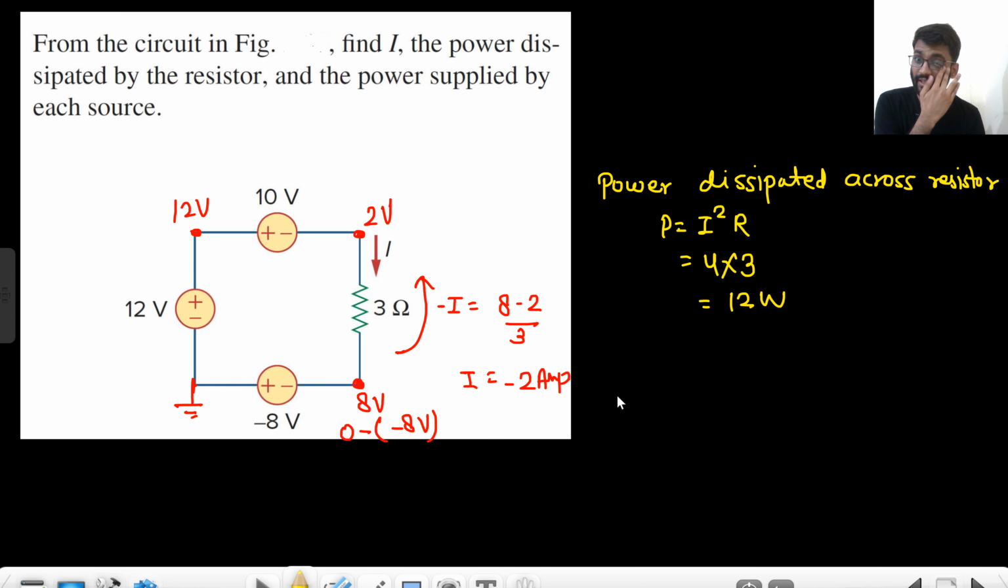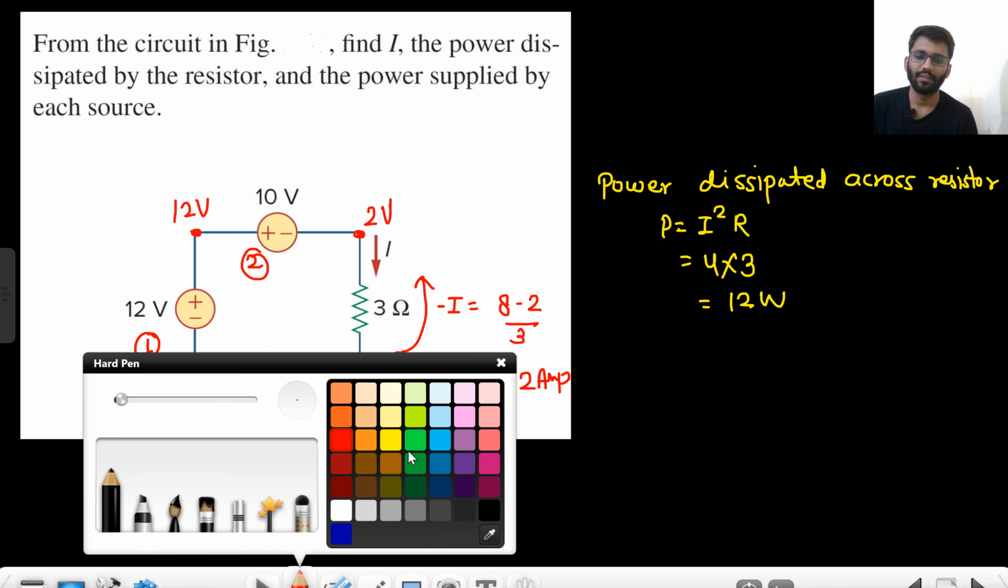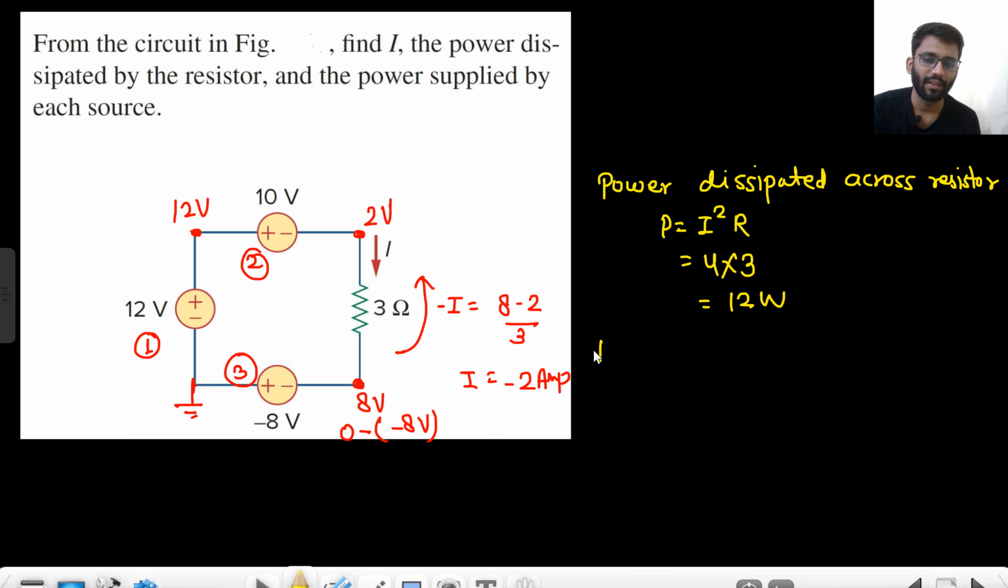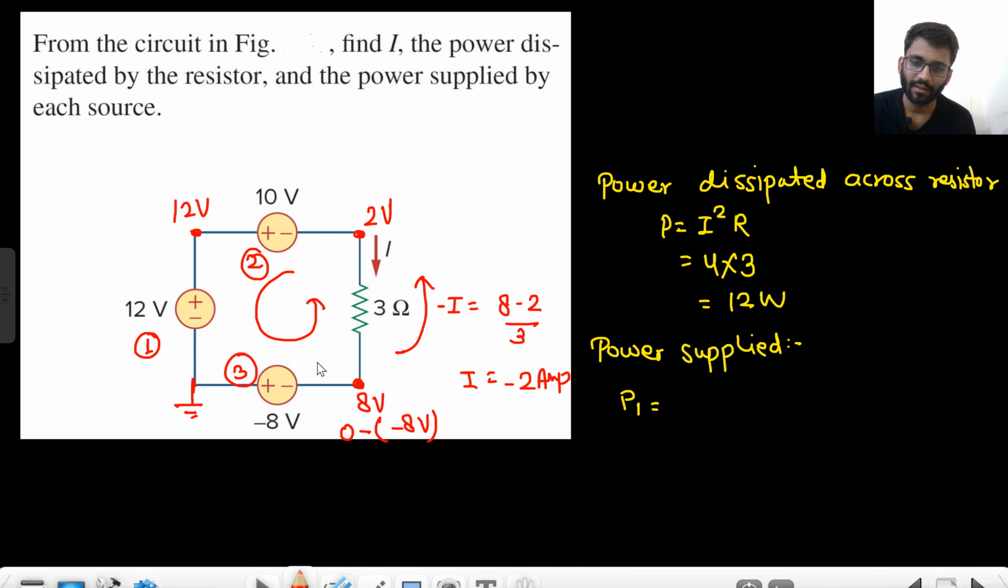Okay. Now power supplied by each source. So I will call this source 1, this source 2, and this source 3. So power supplied, we need to see the current now. Let's talk about the first one. 2 ampere current is flowing in this manner.